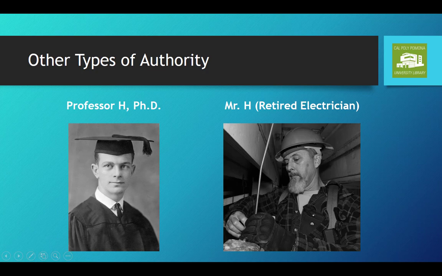However, academic credentials are only one form of authority. Consider the case of Professor H and his father. Professor H is a historian with advanced degrees. His father, Mr. H, is an electrician who didn't finish college but has more than 30 years of experience in his field. Which of these two men do you want wiring your house? Obviously, you want Mr. H, whose experience trumps his son's education as the authoritative voice in this case.